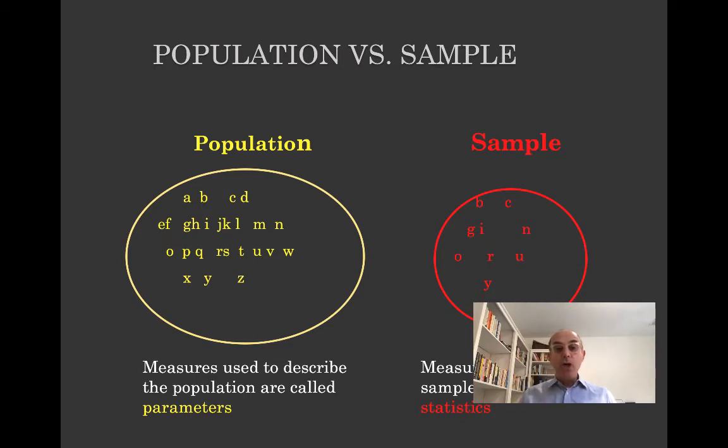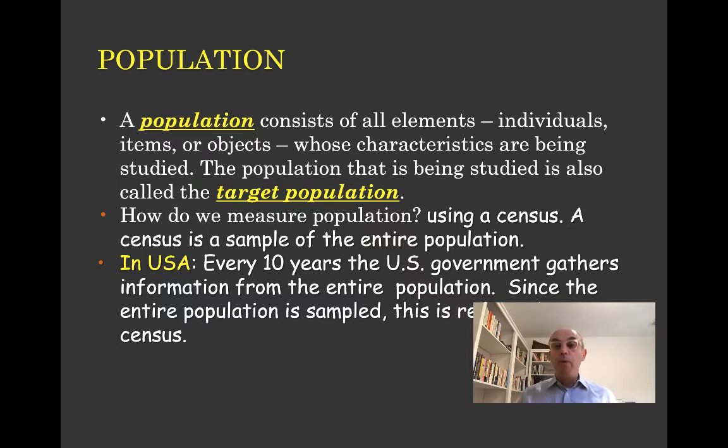So in the population, we usually talk about the entire premises of the analysis. And for a sample, we usually call it a statistic because we are trying to test if the hypothesis is true or false and to compare it to the entire population. So the population consists of all the items, and the population being studied is also called the target population. For example, in the USA, every 10 years, the US government gathers information from the entire population.